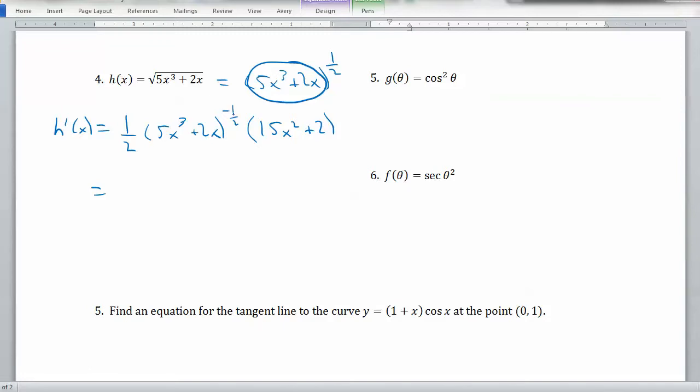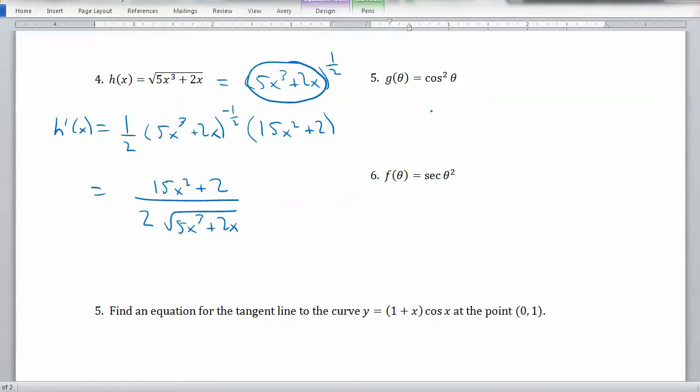This expression to the negative 1/2, the minus sign puts it in the denominator, and the 1/2 makes it a square root. So we can make a fraction, and we have the 2 in the denominator, and then we have this square root of 5x cubed plus 2x. And then the only thing left in the numerator is this expression at the end here, this factor, 15x squared plus 2. That's our answer.